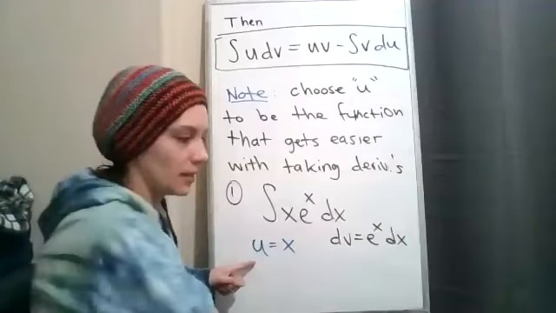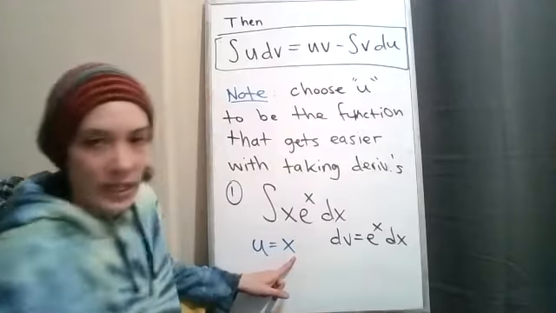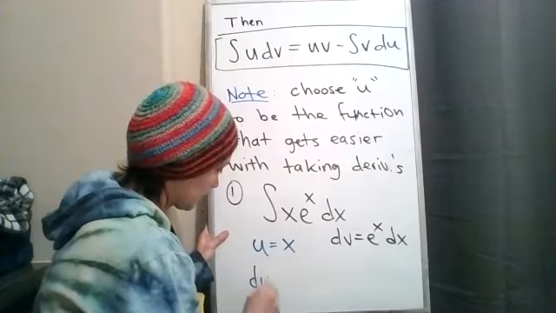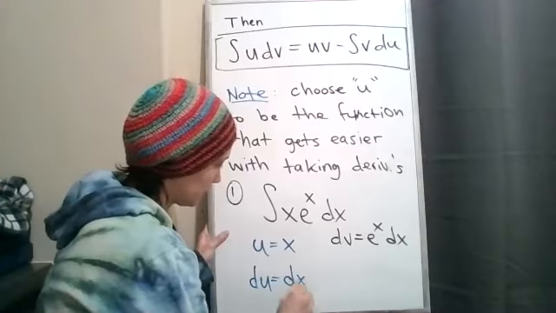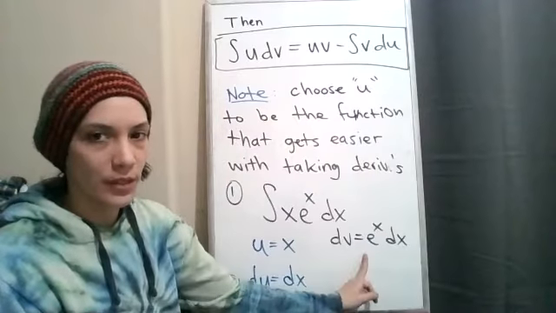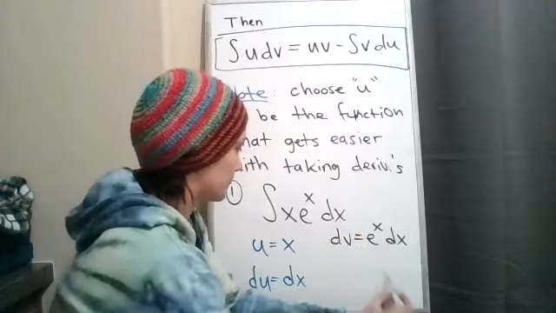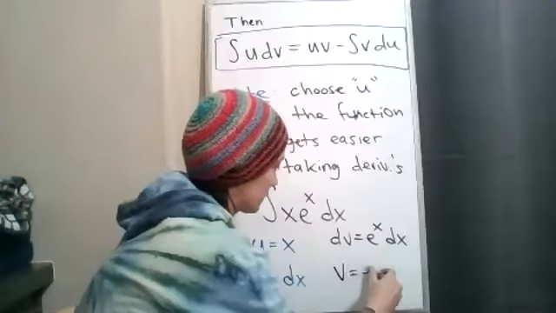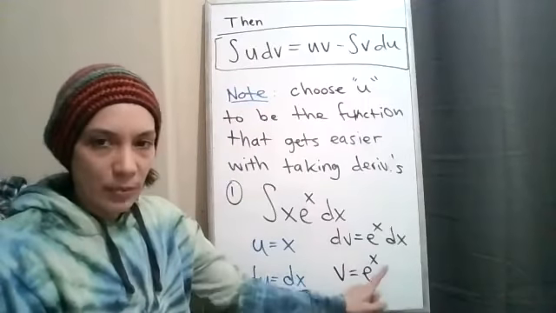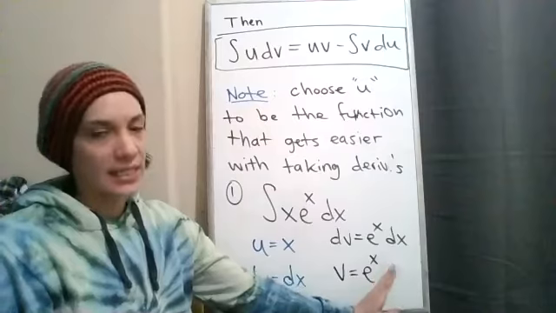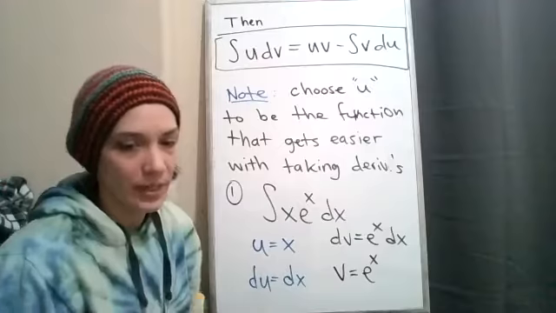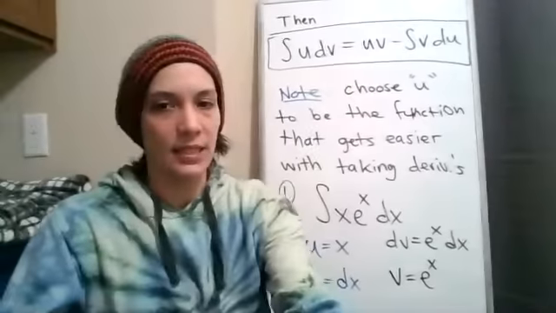Du will equal 1 times dx. Integrate both sides to get v equal to e to the x. Side note, you would put a plus c right here, but we're going to put plus c at the very end. So that's going to be a habit we use from now on. We're going to put that plus c at the end.